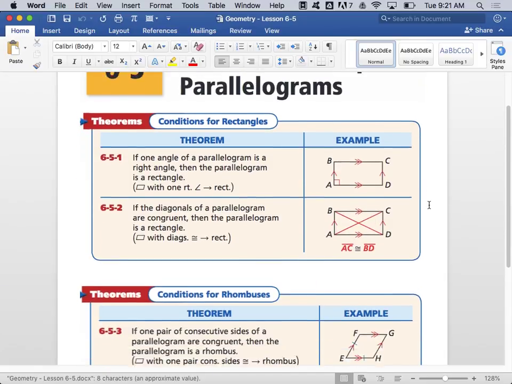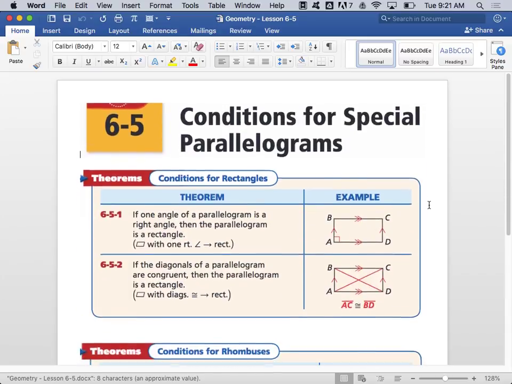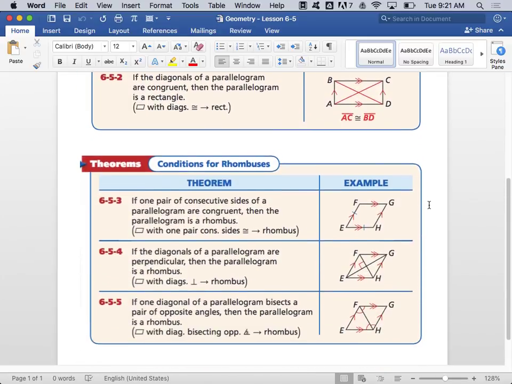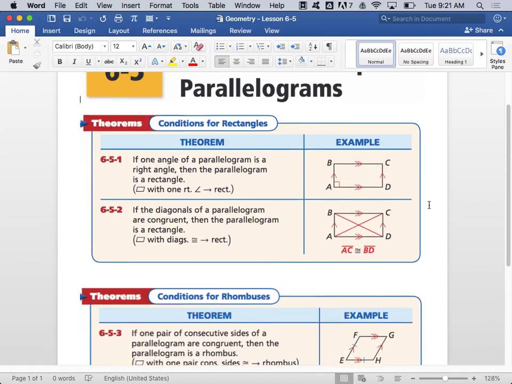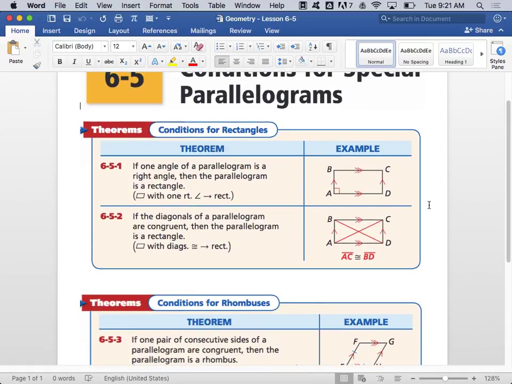All right. Conditions for special parallelograms. This basically just says the exact same thing as what we went over before. So it's the shorter part. Okay. If you've got a parallelogram and one of the angles is a right angle, then it's a rectangle. If the diagonals are congruent, then it's a rectangle.